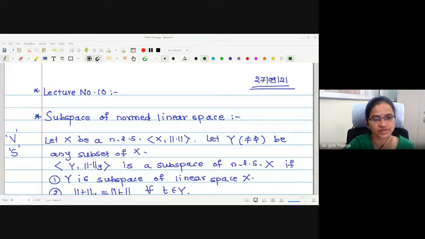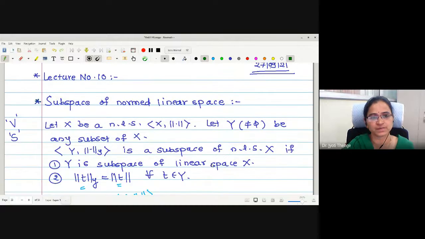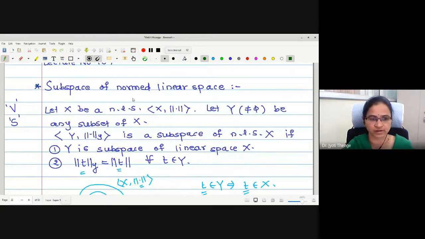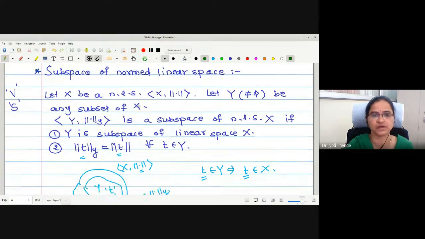In the last lecture, we have seen the definition of subspace of a normed linear space. Actually, we are familiar with subspace of a vector space earlier, right? What is subspace of a vector space? The given set should be a subset and a vector space itself.